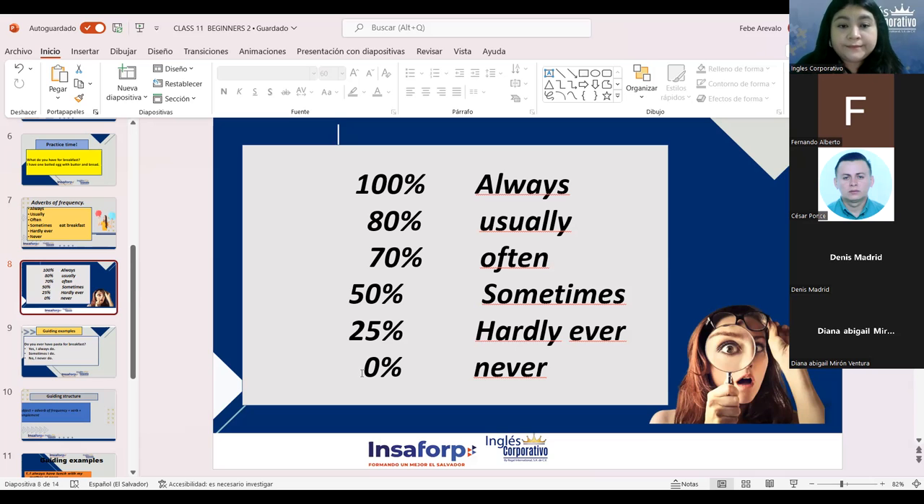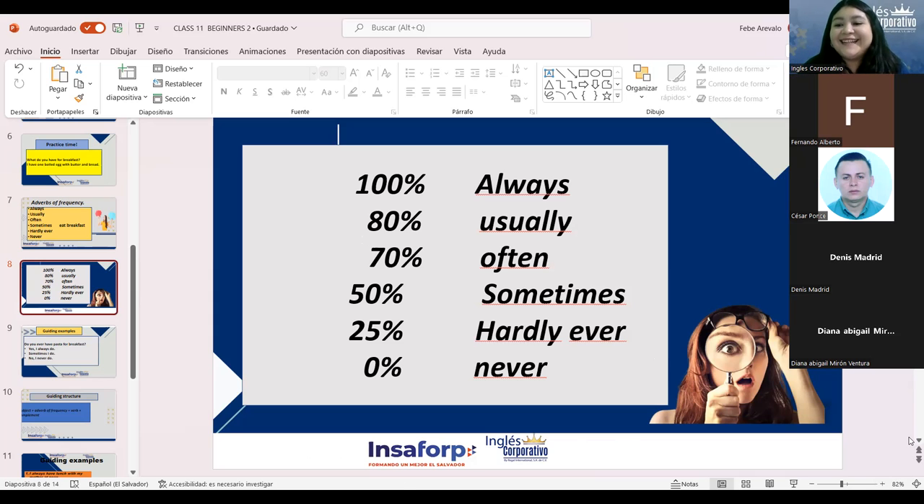0%, never. 25%, hardly ever. 50%, sometimes. 70% often. 80% usually. 100% always, right? Teacher, no le puedo decir solo 100 or 80. No, usted tiene que aprender a decir la palabra percent, significa porcentaje, right? Percent. ¿Todo unido o nada?